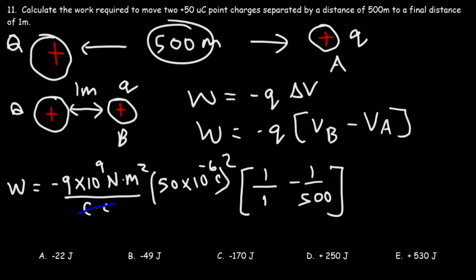So coulomb squared will cancel, and the unit meters, there's 2 meters here. It's meters times meters, but only one of them will cancel with what we have. So it's going to be negative 9 times 10 to the 9 times 50 times 10 to the minus 6, squared, and then times, in parentheses, 1 minus 1 over 500. So you should get this number, negative 22.455.